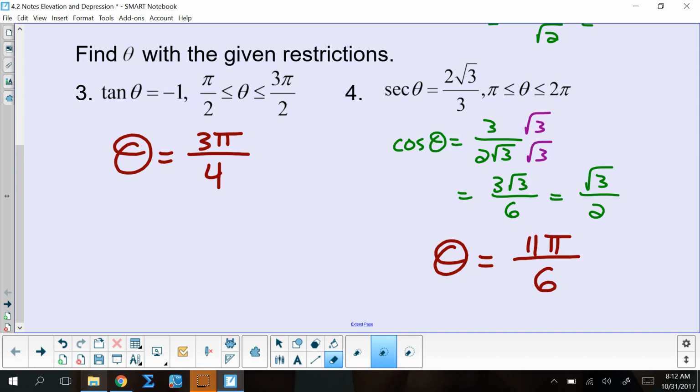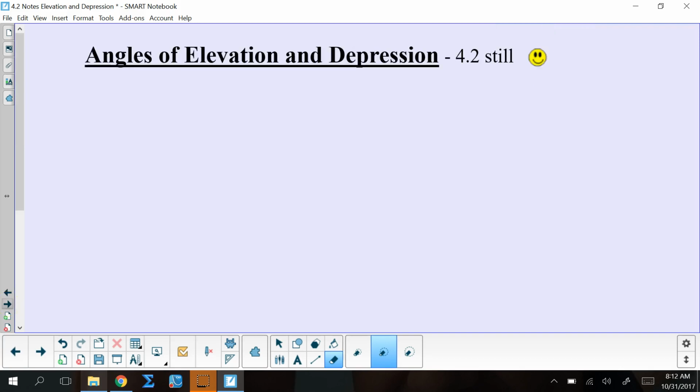Questions on those four. Today we're going to move into angles of elevation and angles of depression and word type problems and shadow type problems and ladders leaning up against a building type problems. Now, the nice thing is all of our stuff is not in Italy at the Leaning Tower of Pisa.